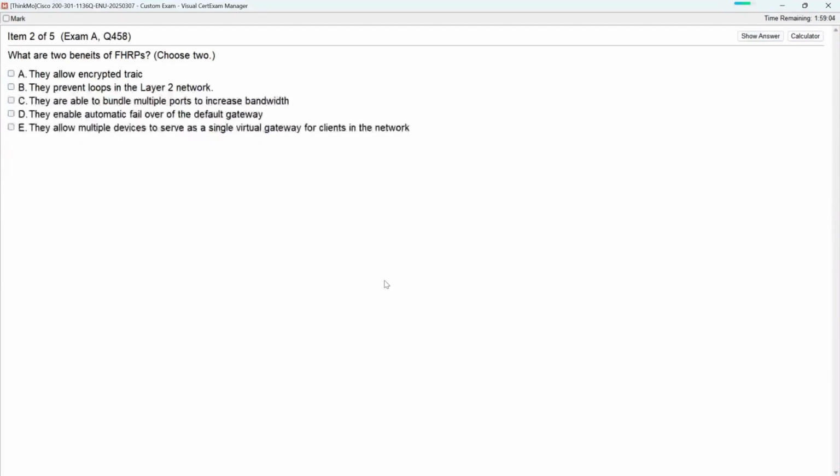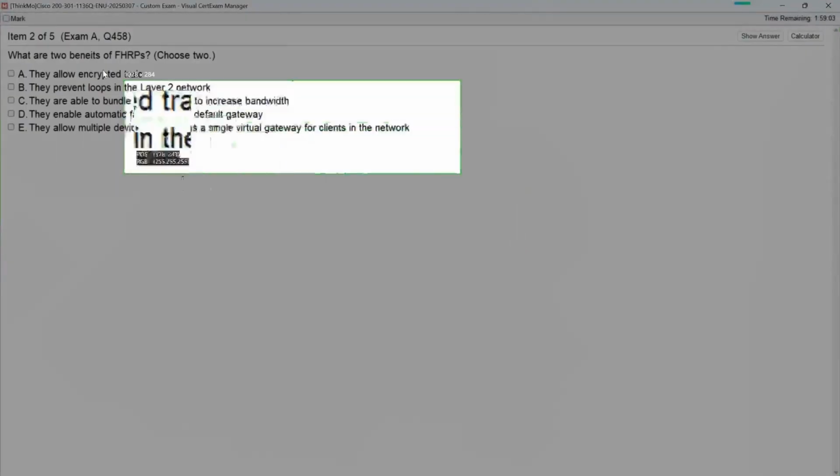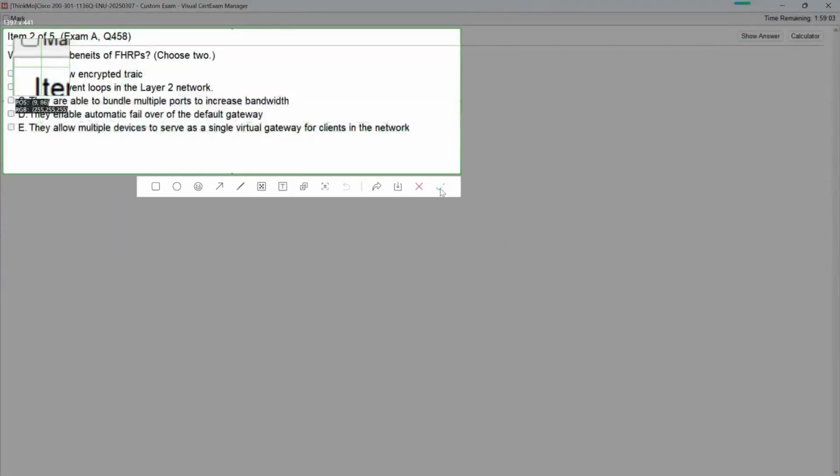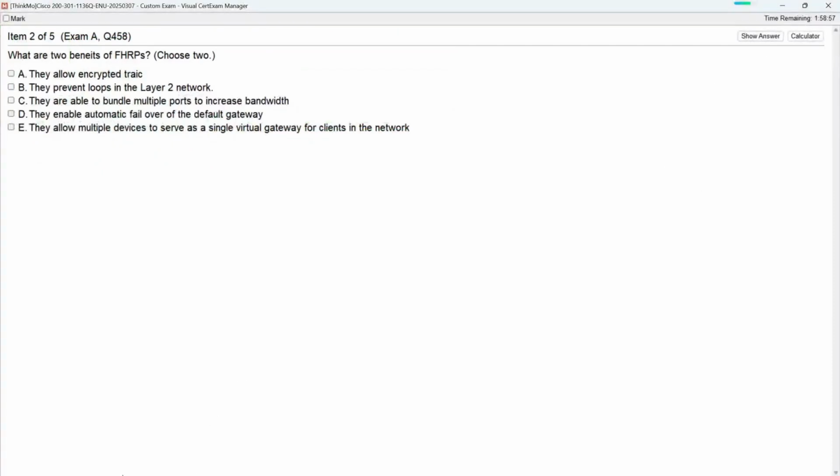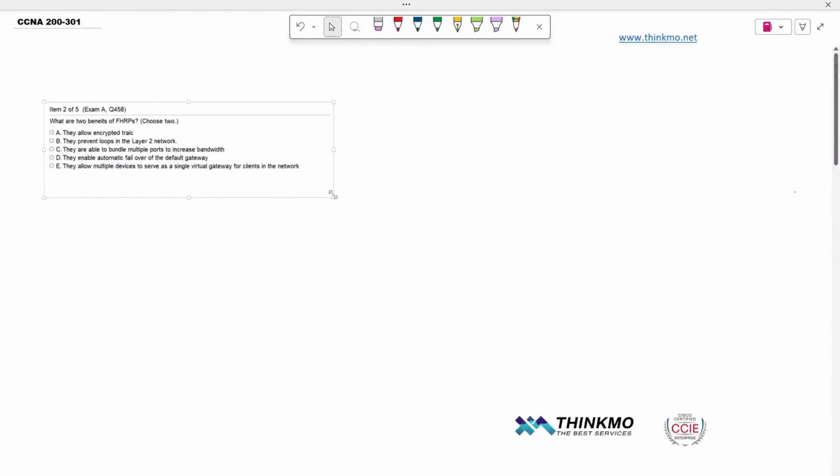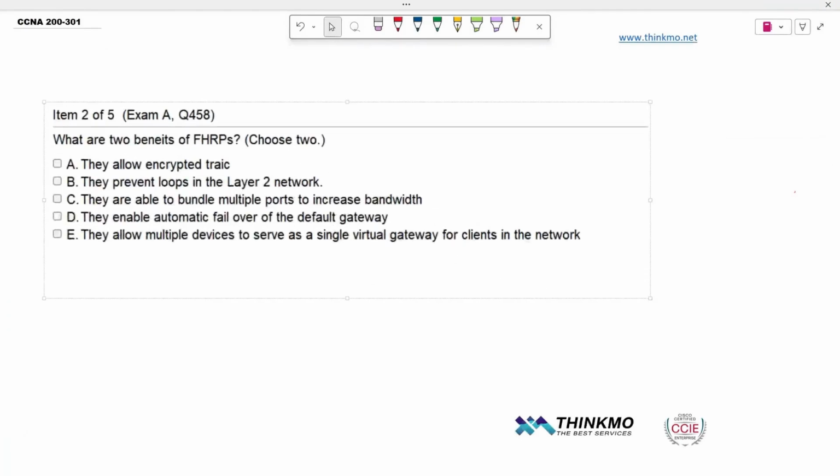Just advertise it directly. All right, for this question, it's asking about redundancy protocols. Specifically, it wants to know about the first redundancy protocol. What are the 2 main advantages of the first redundancy protocol? One advantage is that it enables automatic failover for the default gateway. In other words, when a failure is detected, it can switch to another gateway.